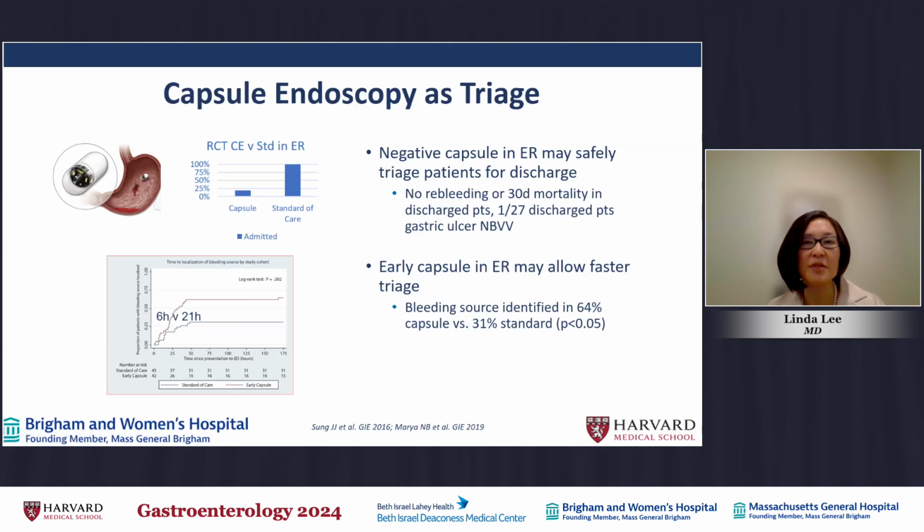These are 2 randomized studies, one from Hong Kong, one from the US. The Hong Kong study showed that among patients randomized to capsule endoscopy versus standard of care, a much lower percentage ended up being admitted. The bottom chart is taken from the US study, which shows that patients randomized to the capsule endoscopy arm had much faster time to localization of the bleeding source, and the bleeding source was identified much more frequently in the capsule arm versus the standard of care arm.